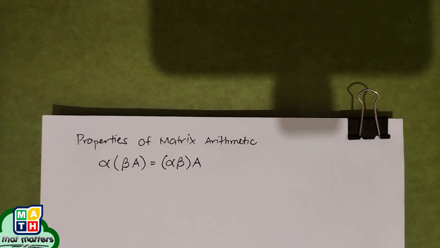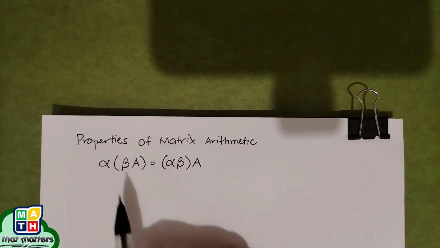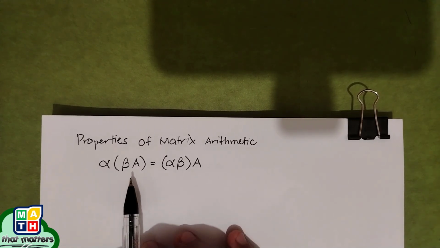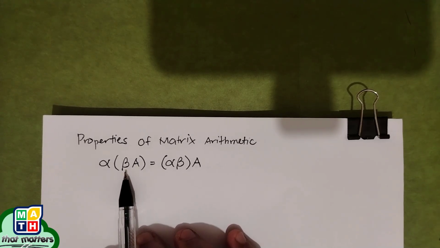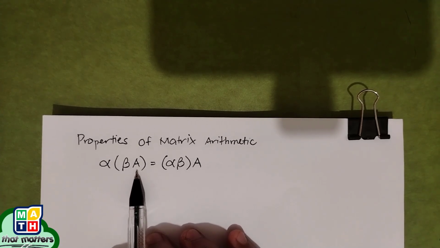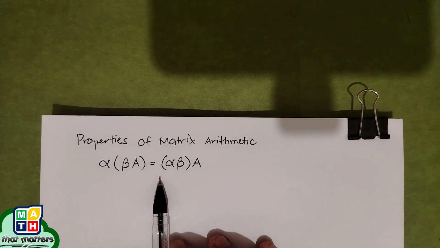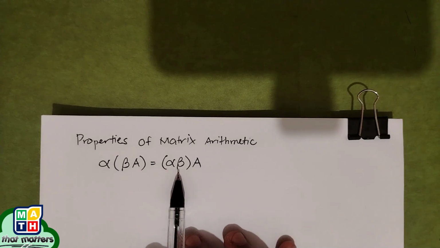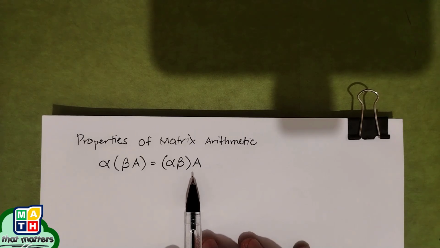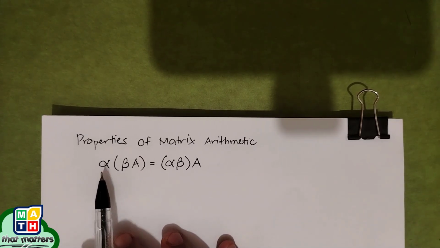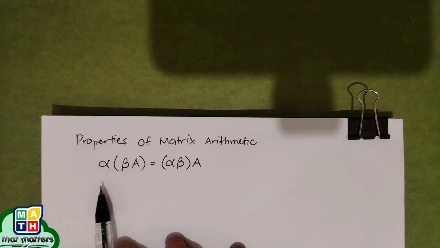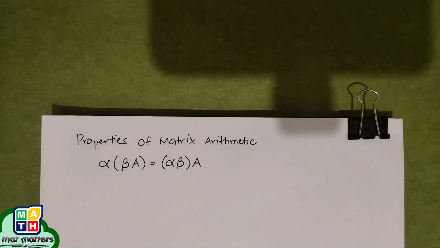This property of matrix arithmetic tells us that if we have to multiply a certain scalar to the result of another scalar beta with a matrix A, we can simply use the associativity of scalars and multiply it to the same matrix, and the result would be the same. As you can see here, this is the scalar associativity with the matrix A. They are just of the same value.